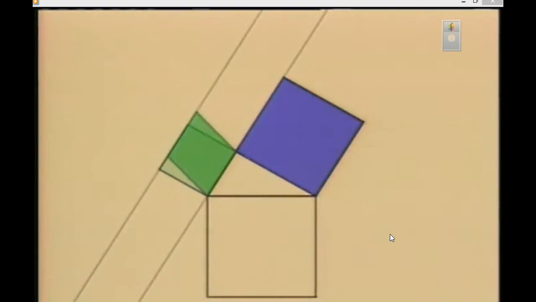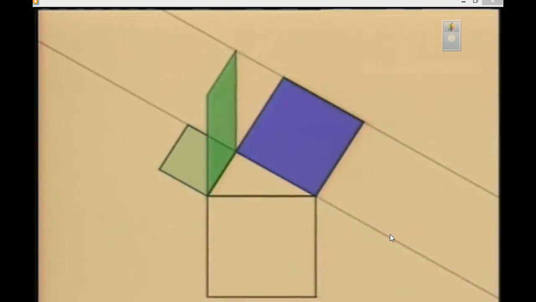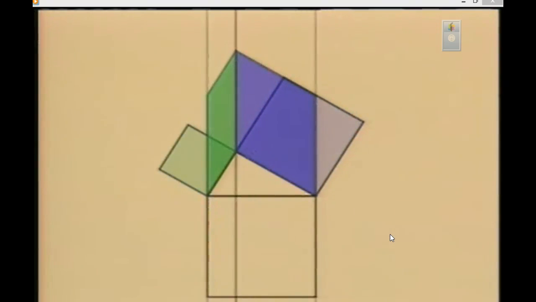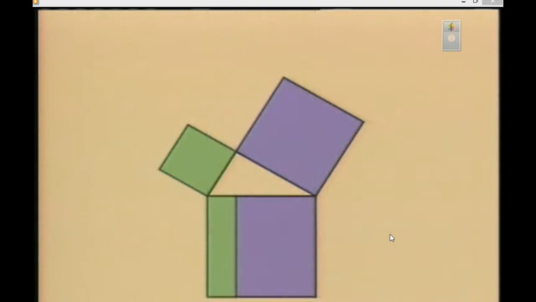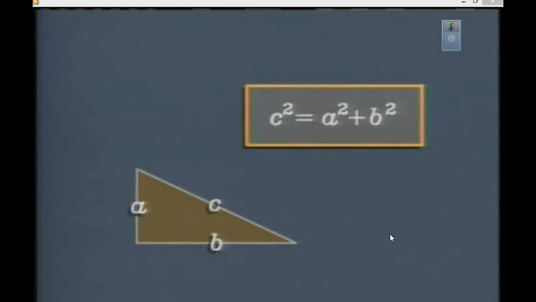All parallelograms with the same base and altitude have equal areas. So all these parallelograms have equal areas, as do all these. And that's all there is to it. So we see that the square of the hypotenuse is equal to the sum of the squares of the legs.